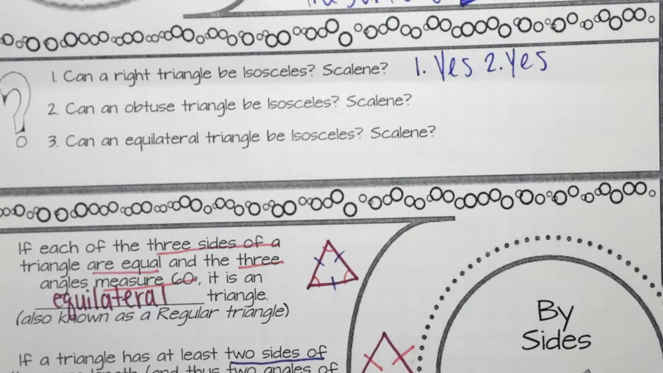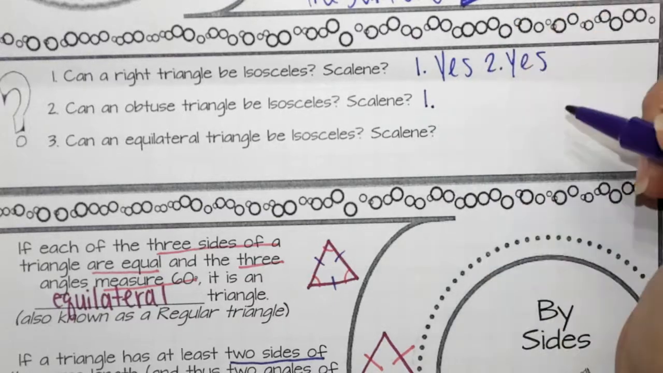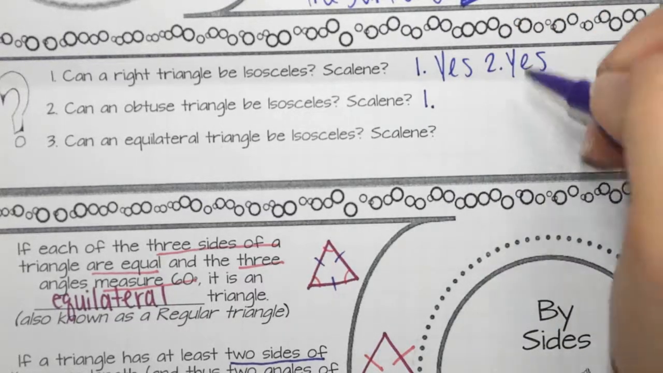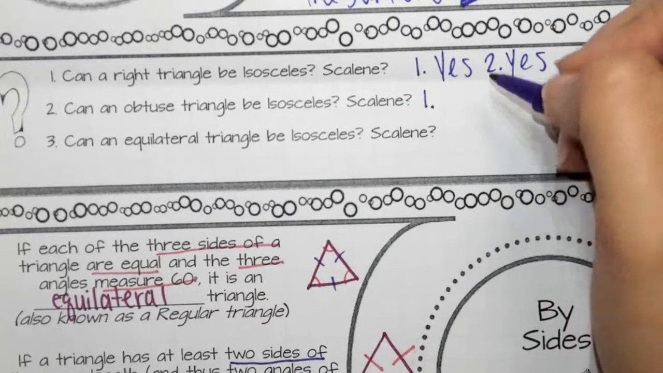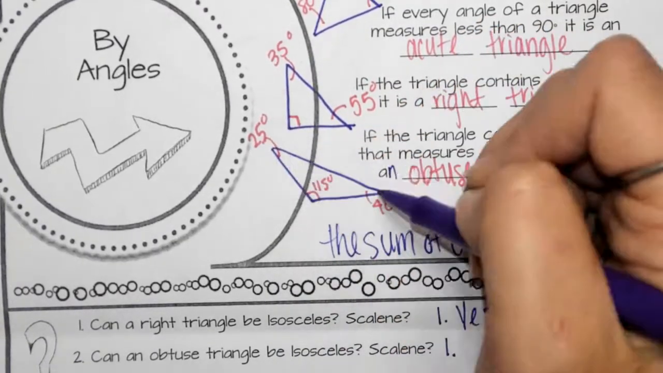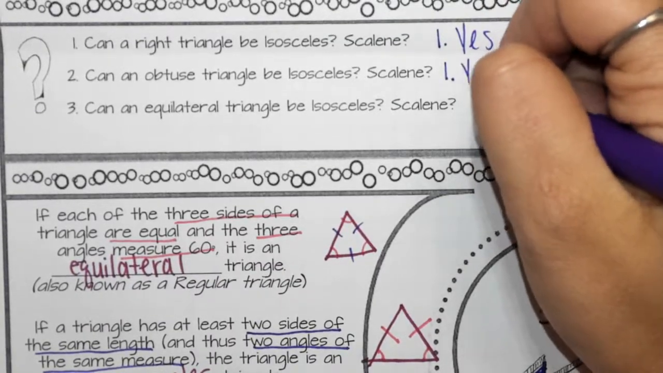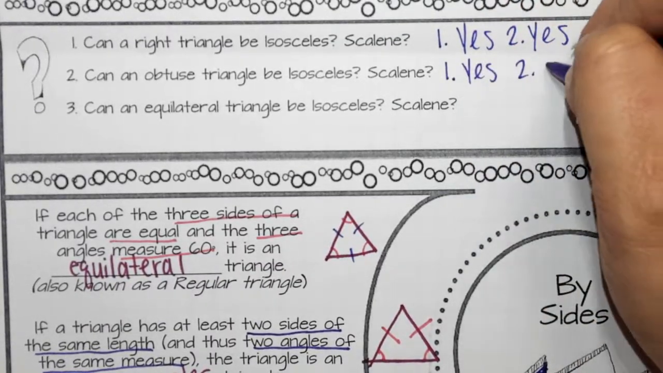Can an obtuse triangle be isosceles? Yes, it can. Because remember, we had 115 here, right? We could take this and just cut it in half and have the same angle measure. So an obtuse triangle can be isosceles. Can it also be scalene? Yes, it can be.